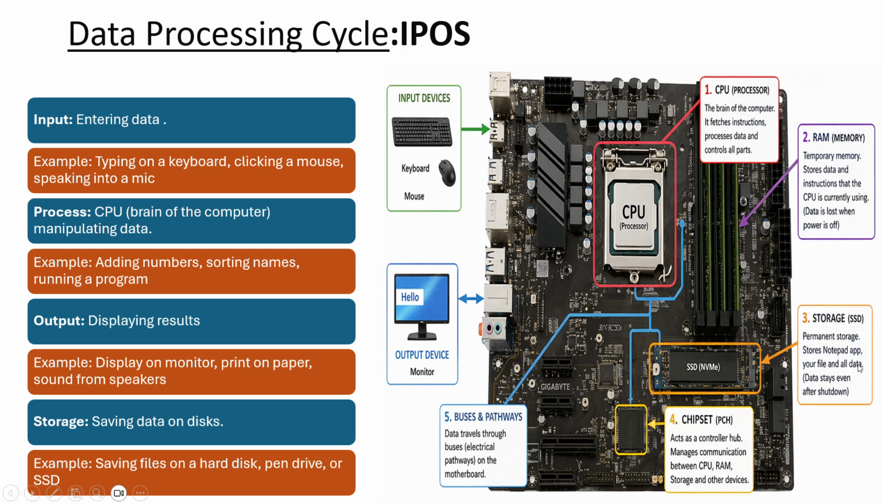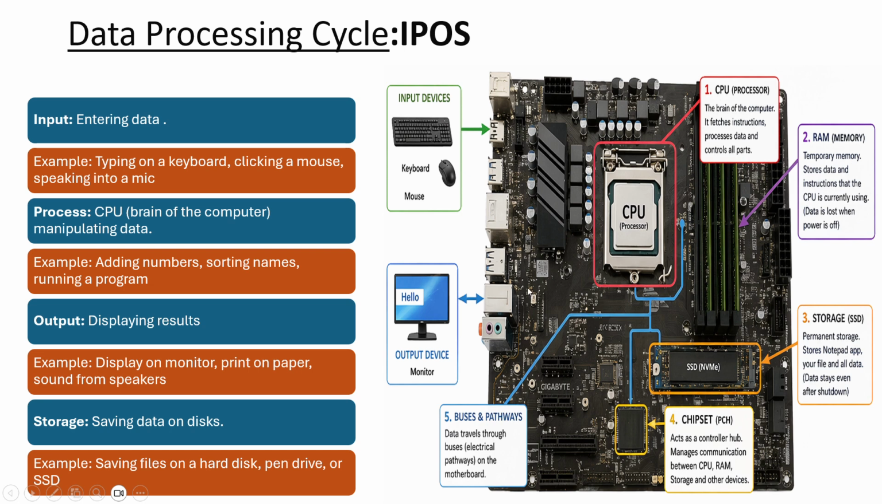Once the Excel file was saved, our file and data, everything is saved here. So even after shutdown, you retain the data. This is the chipset, which acts as a controller hub and manages communication between CPU, RAM, storage and other devices.